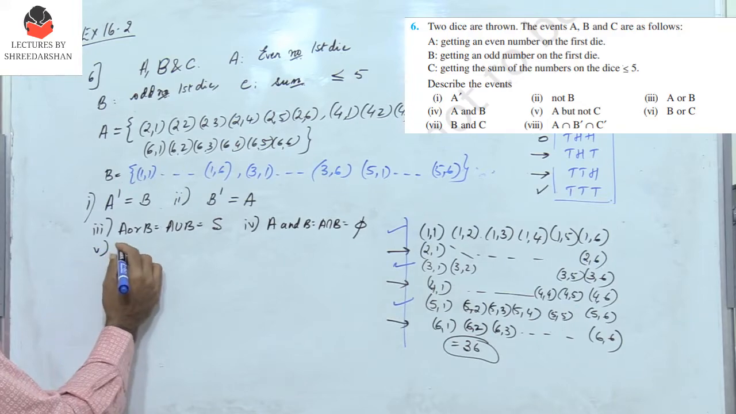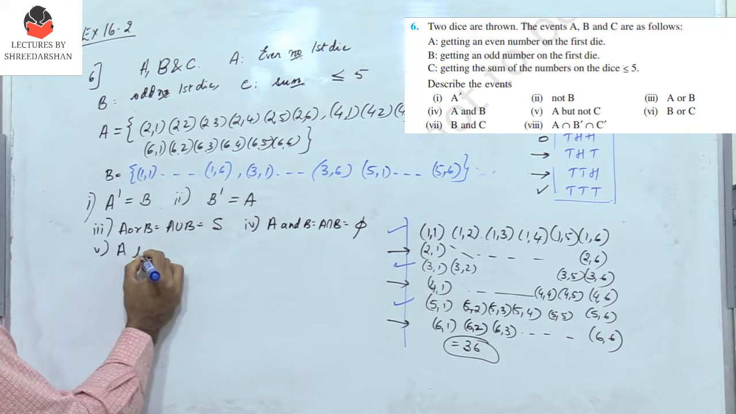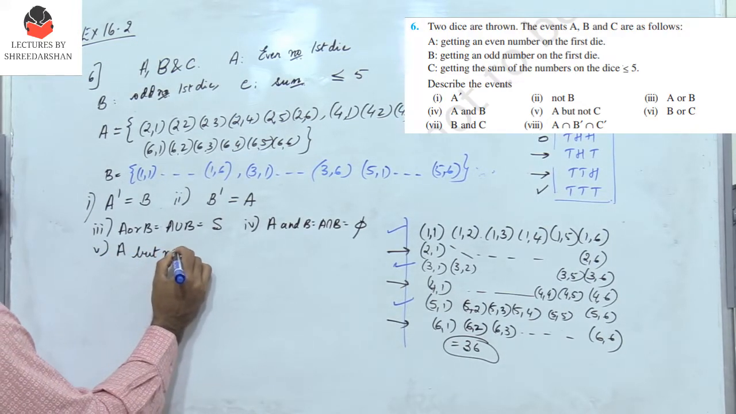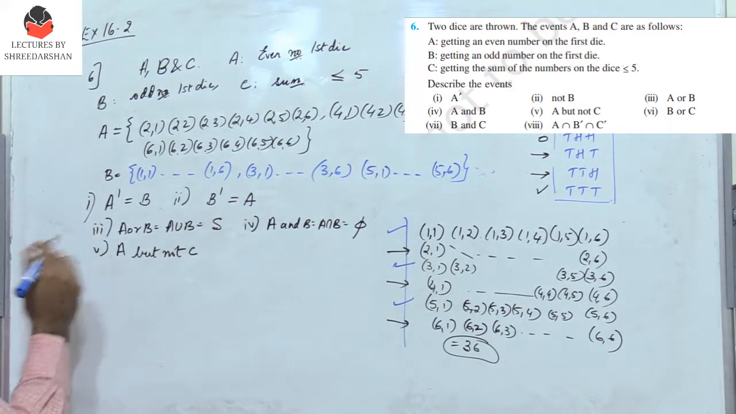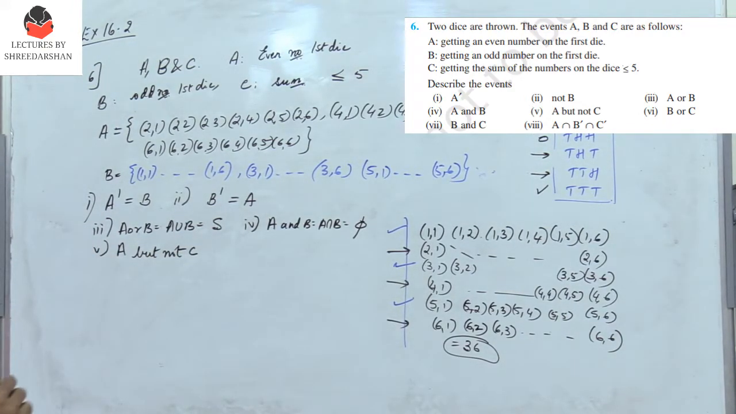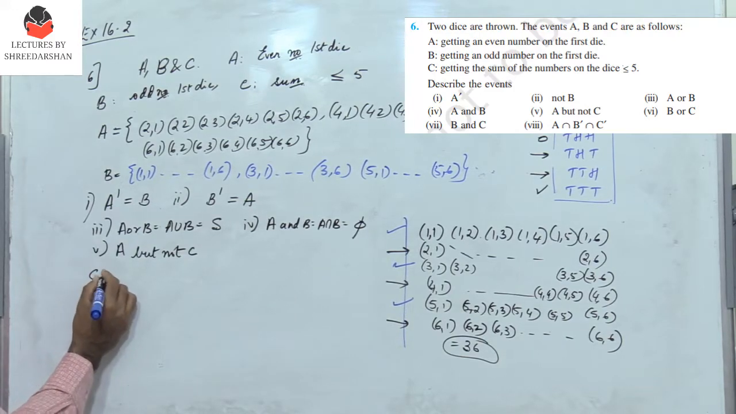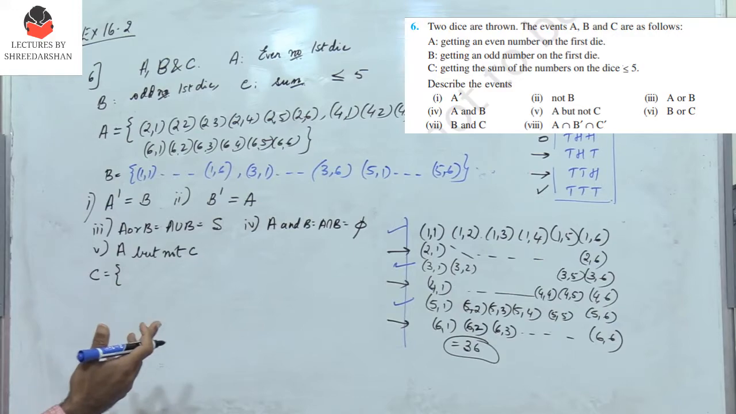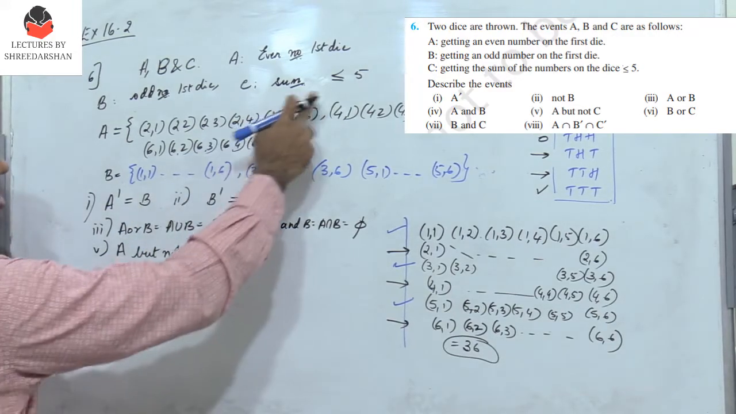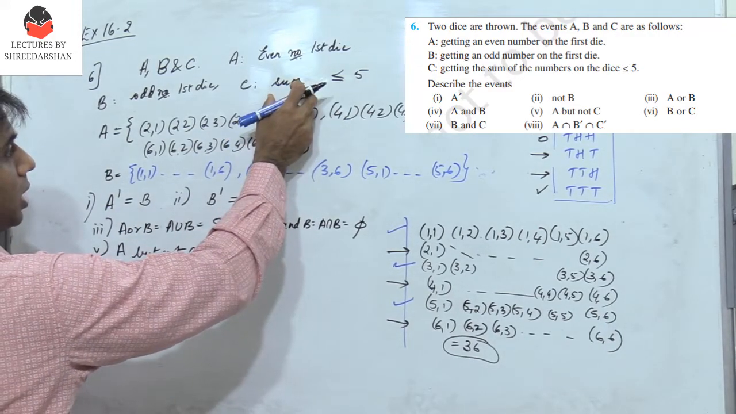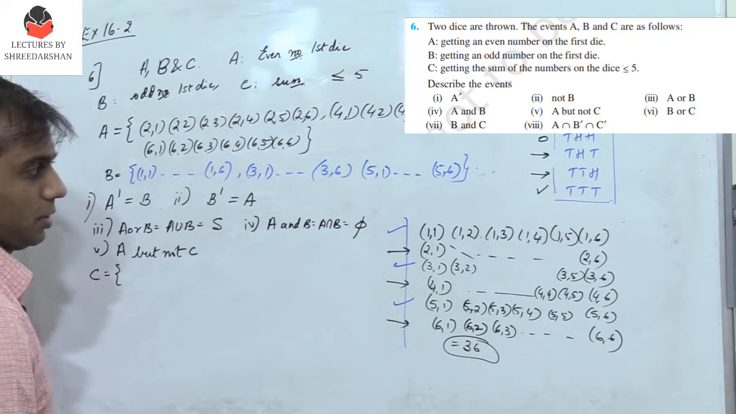Fifth one, A but not C. So we have not defined C. What is C? C is the outcome where the sum of numbers on the die is less than or equal to 5. That means from 2 to 5, right?